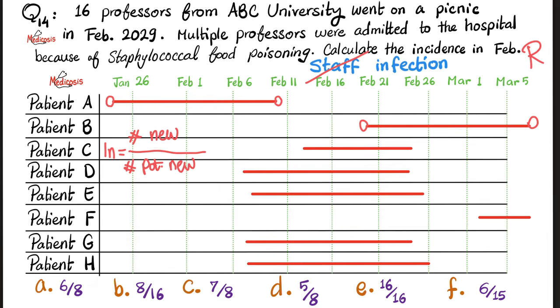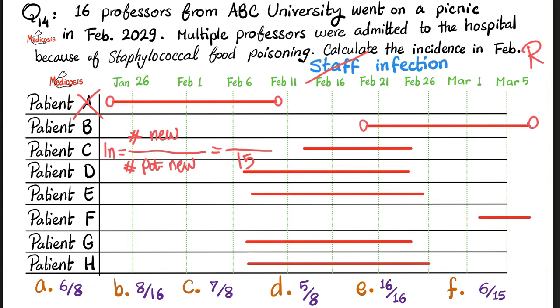But that's not correct. If you look closely, the professor began the disease in January. Oh, so he was not a new case during the month of February because he contracted the disease before February, not during February. So patient A does not count. So he's not part of my denominator. So therefore my denominator is 16 minus 1 or 15 instead of 16.